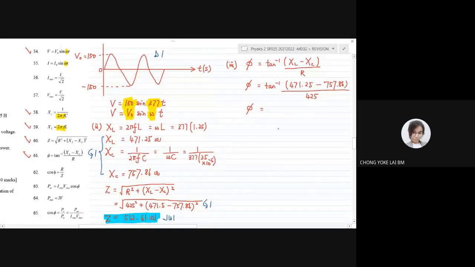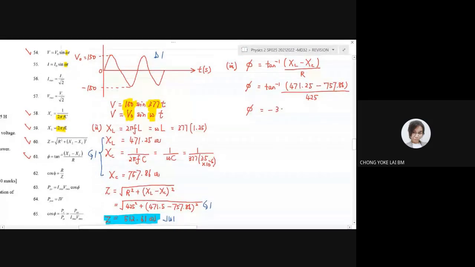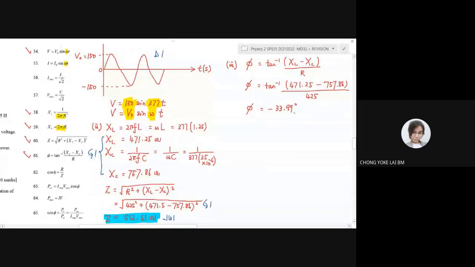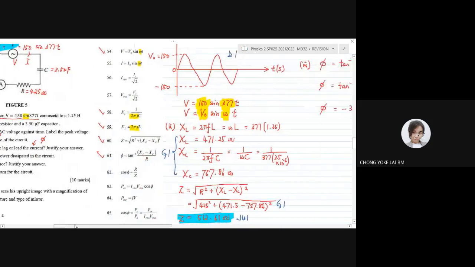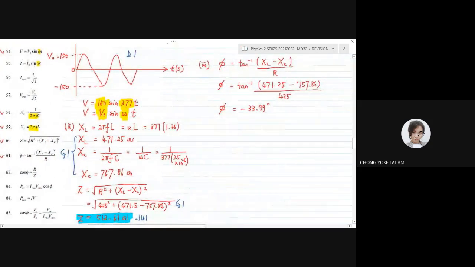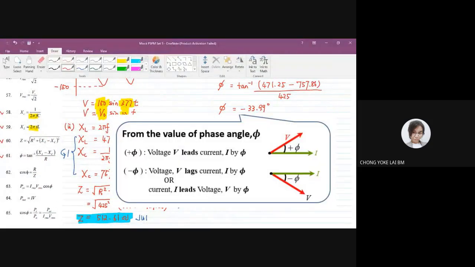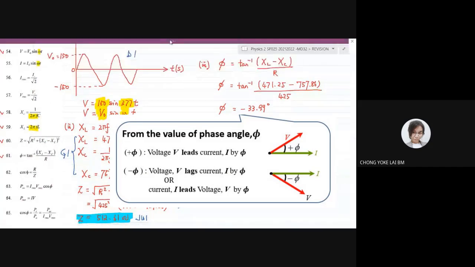How much is your phase angle? negative 33.99 degree. Yes. Jangan tinggalkan negatif tu. Negatif tu kalau ada, biar aja. Tak ada masalah. Sebab negatif tu lah akan beritahu kita sama ada voltage kita leading or lagging. Okay. So, kerana negatif, so kita tahu voltage kita lebih lambat.